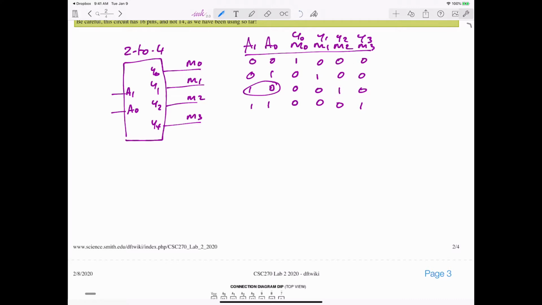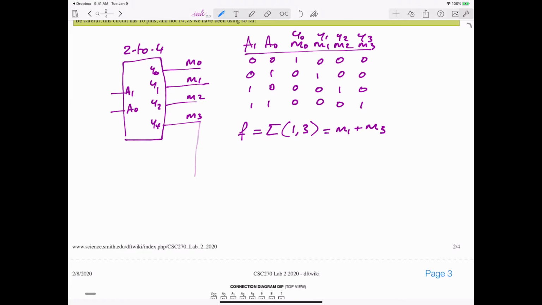Okay, so if you have a function f and let's assume that its minterm canonical form is 1, 3, and you want to implement it, well, that's M1 or M3, and you have these available right here, so you can just take M1, M3, OR them together, and that's it. You have F.